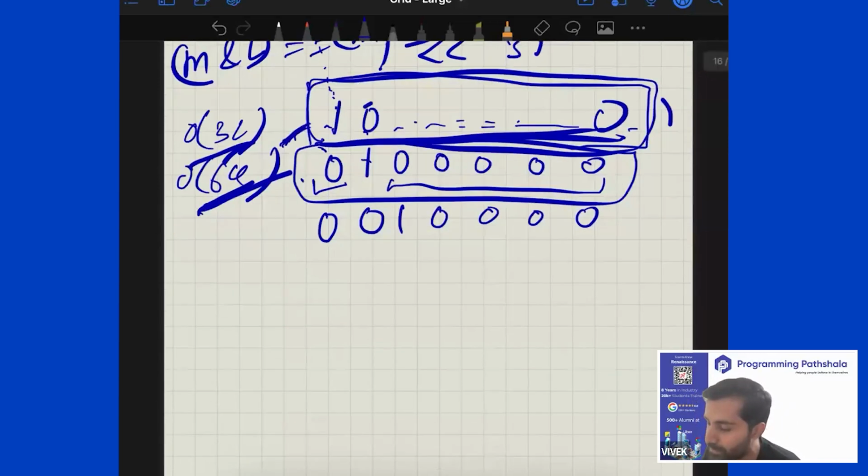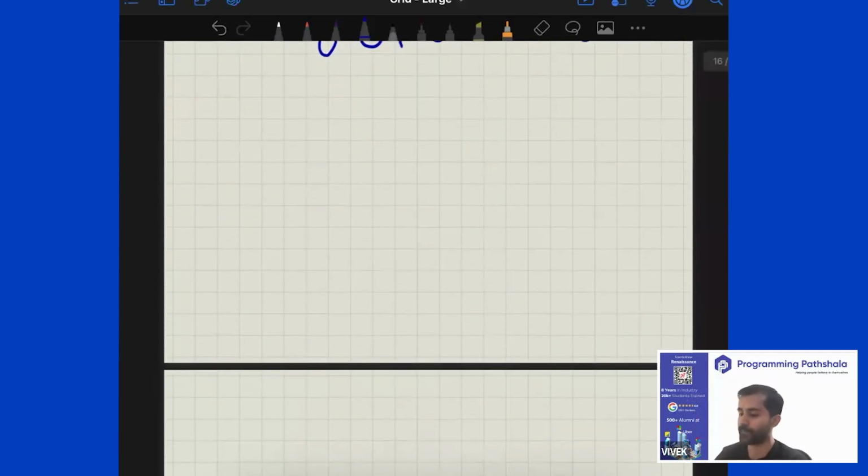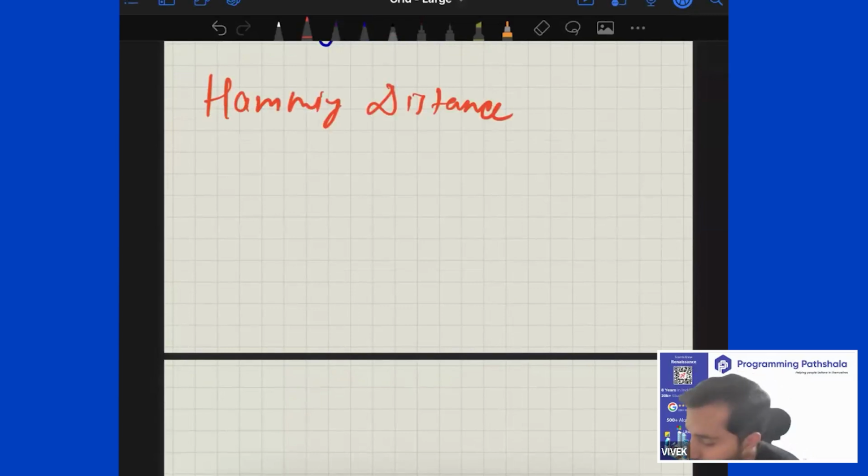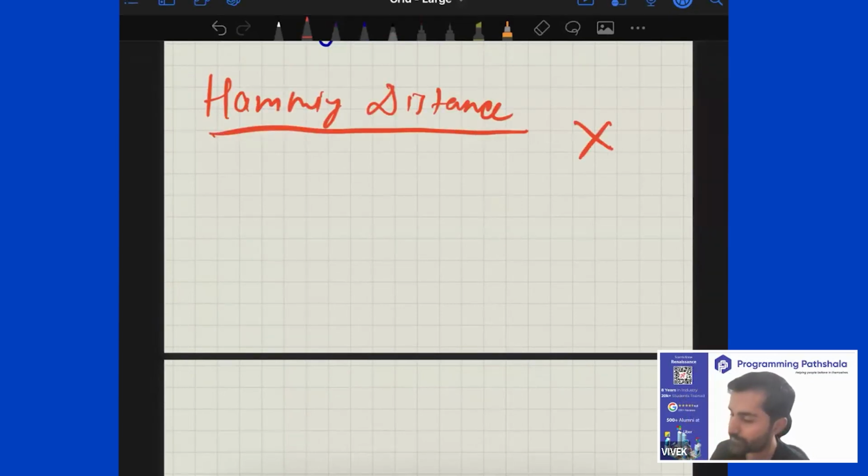So if you operate at the level of bits, you come up with magical algorithms. Okay, how many of you have heard of this term called Hamming distance? Whether you have heard of it or not, it doesn't matter. Let us take a question. So what is the question?